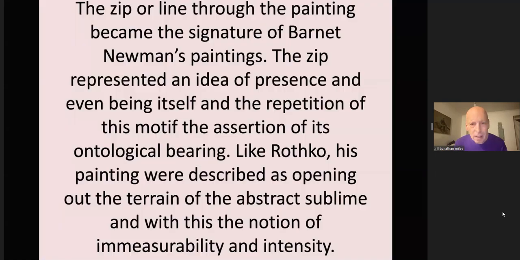Newman painting. The zip or line through the painting became the signature of Barnett Newman's paintings. The zip represented an idea of presence and even being itself, and the repetition of this motif, the assertion of its ontological bearing. Like Rothko, his paintings were described as opening out the terrain of the abstract sublime, and with this, the notion of immeasurability and intensity.